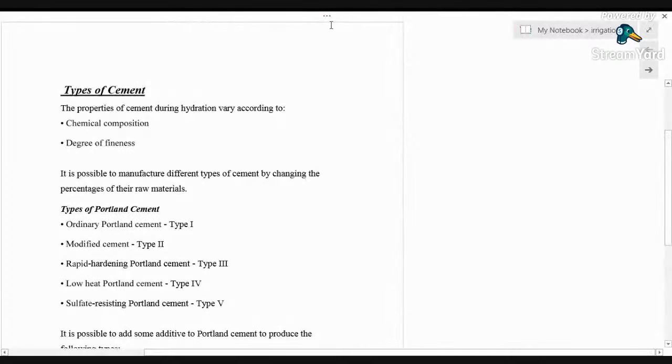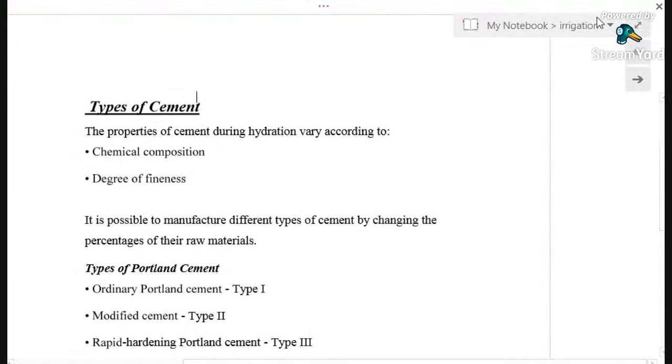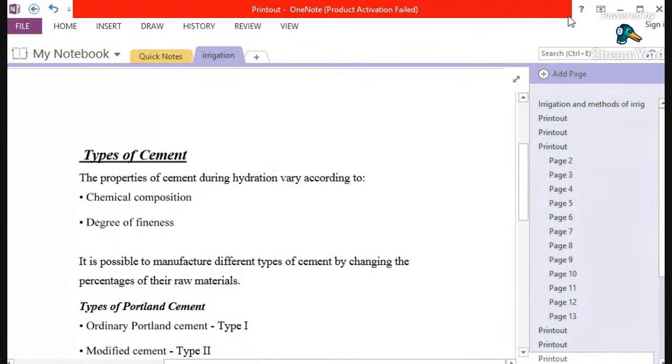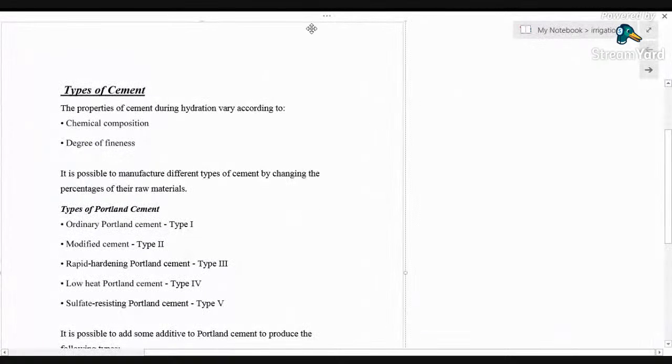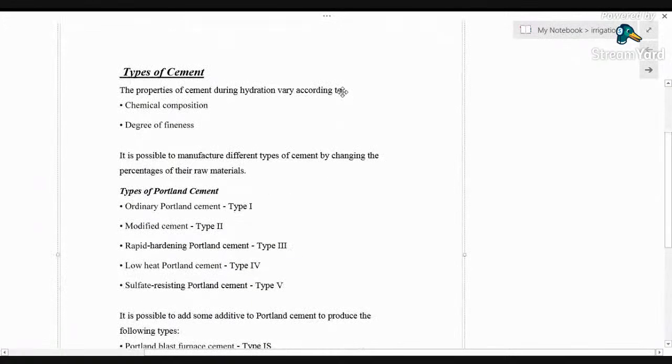So these are the types of the cement. Generally we can classify the types of cement. The properties of the cement during hydration vary according to the chemical composition and the degree of fineness.